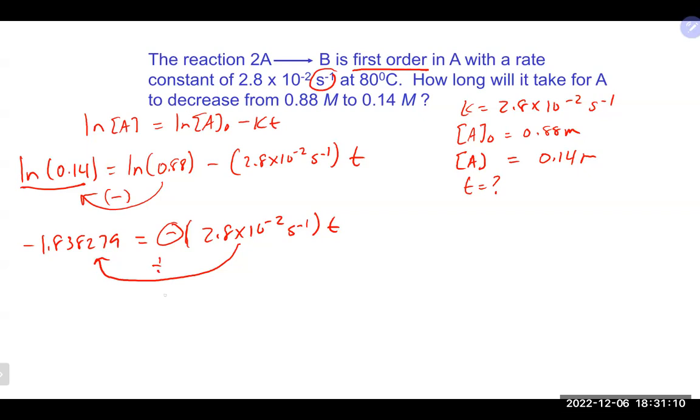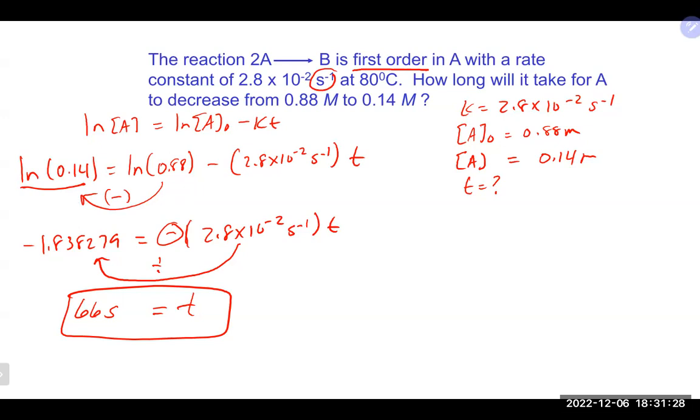And we will end up with a time that is about 66 seconds. So within a minute, this reaction will drop concentration from 0.88 to 0.14. Any questions on that there?